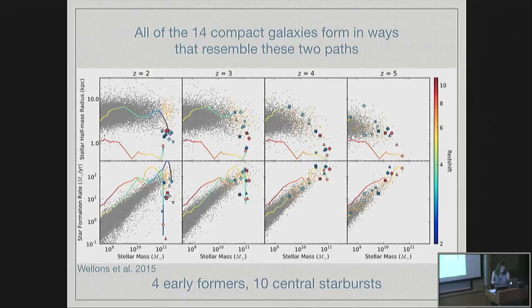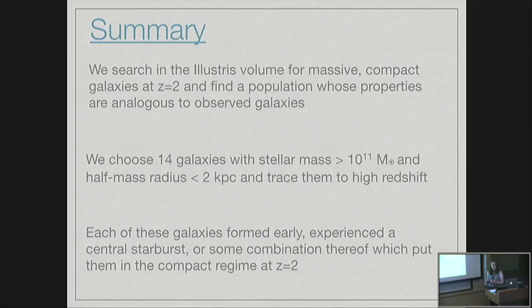All right, so just to sum up, I've searched around in Illustris for this compact elliptical population and found a population that resembles or is analogous to the observed population of compact galaxies, traced them back to higher redshift, and found that they are all compact either because they formed very early or experienced a central starburst event or some combination thereof. Thanks.